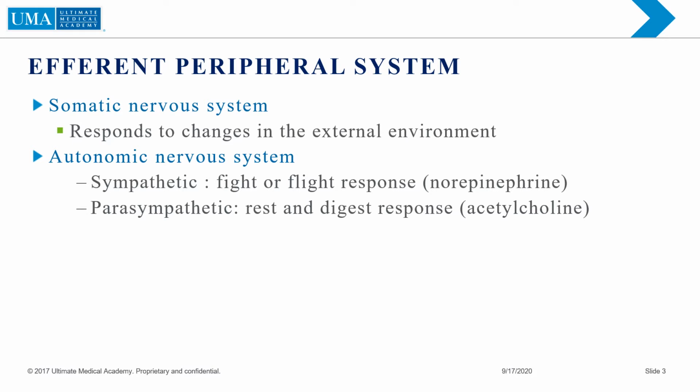Let's look a little bit further into the efferent peripheral system. First, the somatic nervous system. This conducts impulses from the brain and spinal cord to the skeletal muscles. This causes us to respond to changes in our external environment. Next is the autonomic nervous system. The autonomic, or rather automatic, conducts impulses from the brain and spinal cord to smooth muscle tissue. An example of this would be how food is pushed along the digestive tract and how the glands of the endocrine system are stimulated. The autonomic nervous system is involuntary.